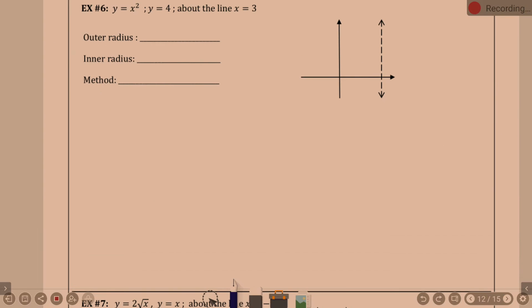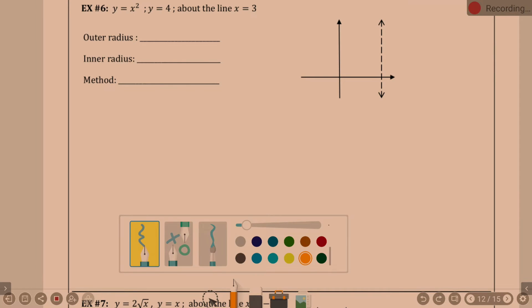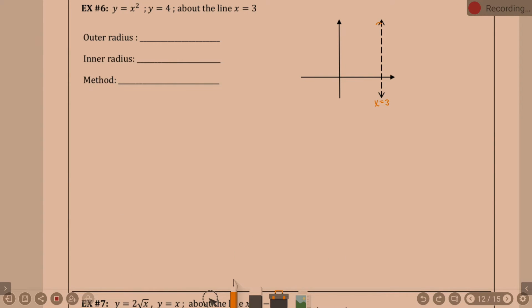Okay, y equals x squared, y equals 4, about the line x equals 3. So what is this dotted thing already drawn in? That is x equals 3 that we will be rotating around. Y equals x squared is a parabola. What's y equals 4? A horizontal line that's going to top it off, yes?